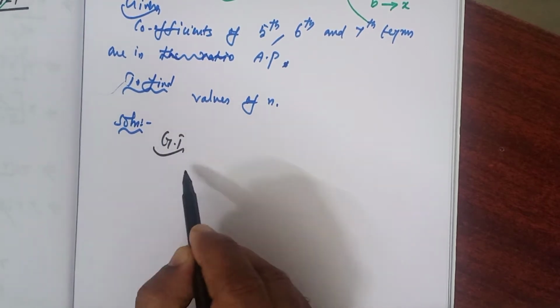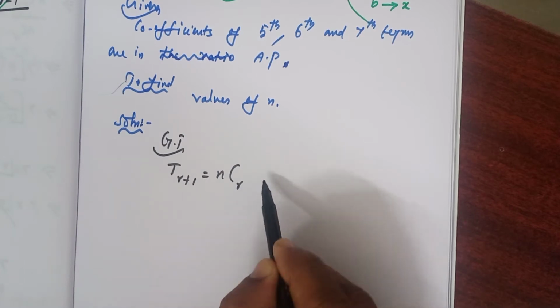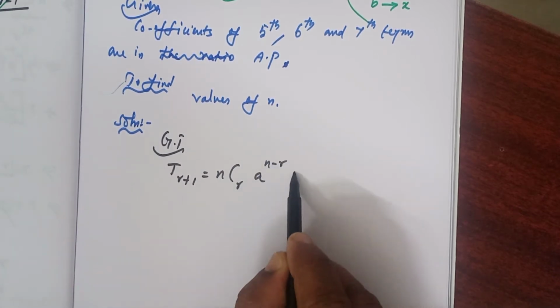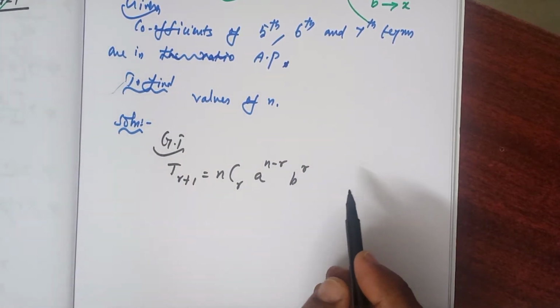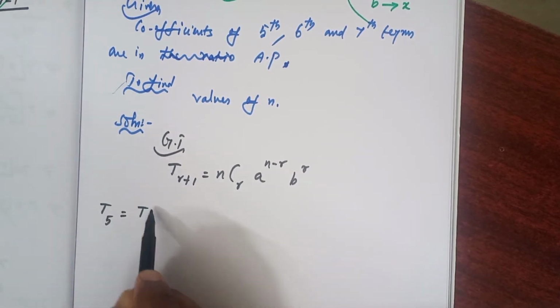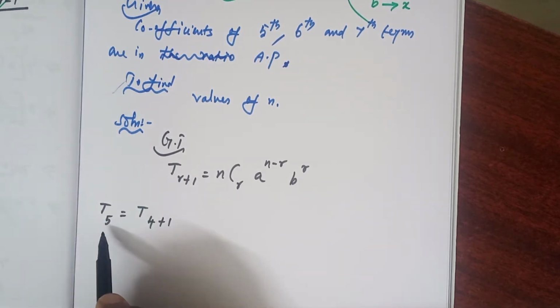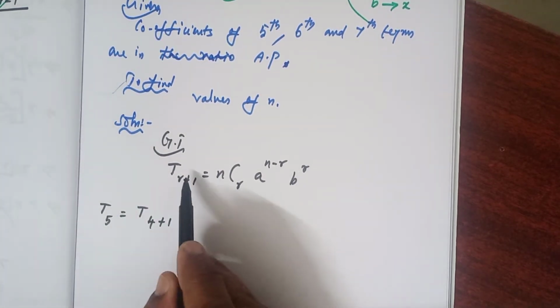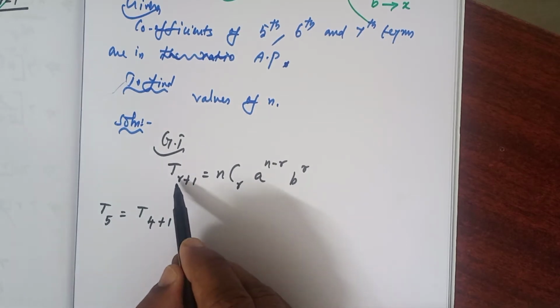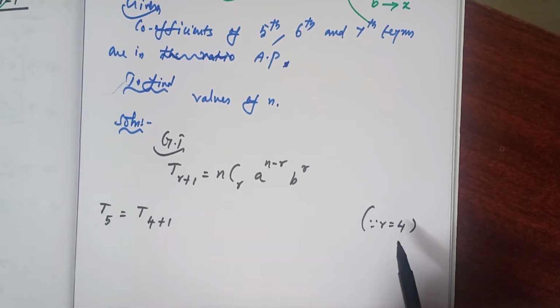General term T r plus 1 is equal to NCR into a power n minus r into b power r. First we can find the fifth term, that is equal to T4 plus 1. The number 5 has to be written in this form, so that I have written 4 plus 1. Then only you can compare these two. Here r is equal to 4.